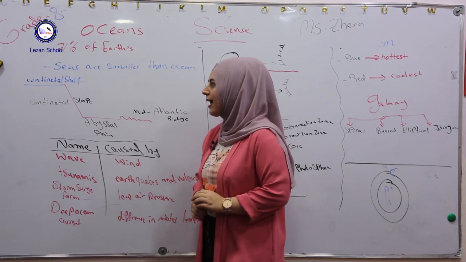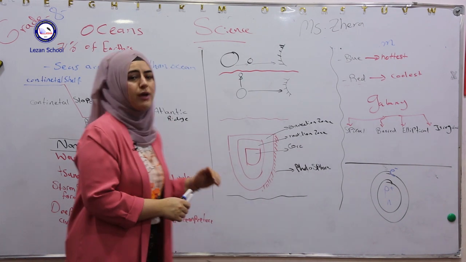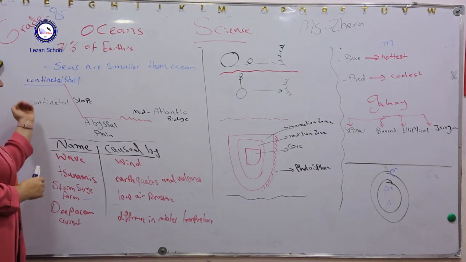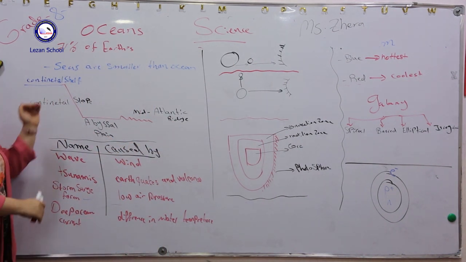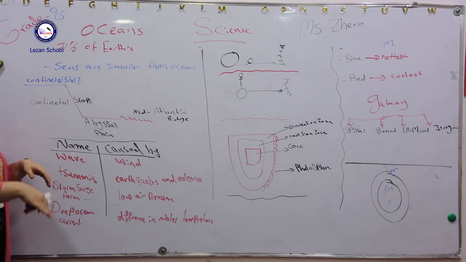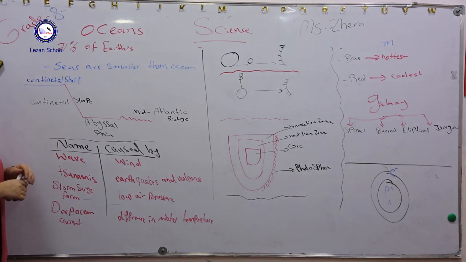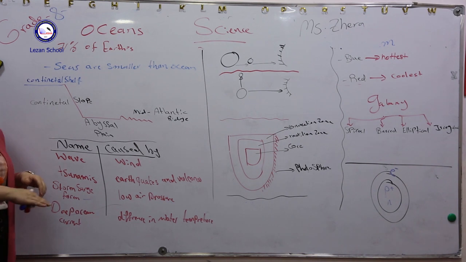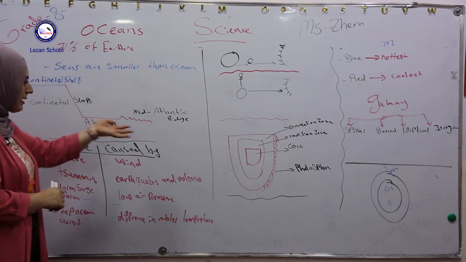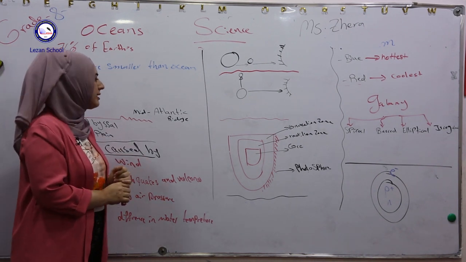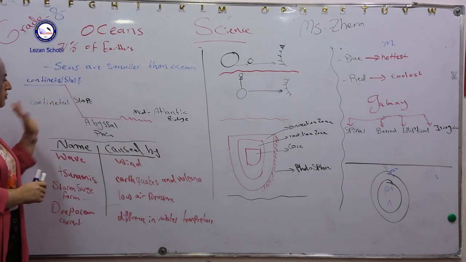And here we have some layers inside the ocean. Start with the surface, then the continental shelf and the slope. So this is the slope, the continental slope. And down below we have a flat area called the abyssal plain, and after the abyssal plain we have the mid-Atlantic ridge. These are the structures.